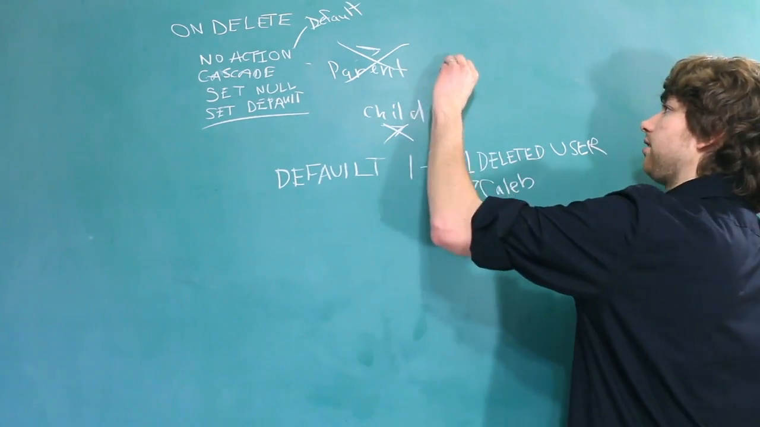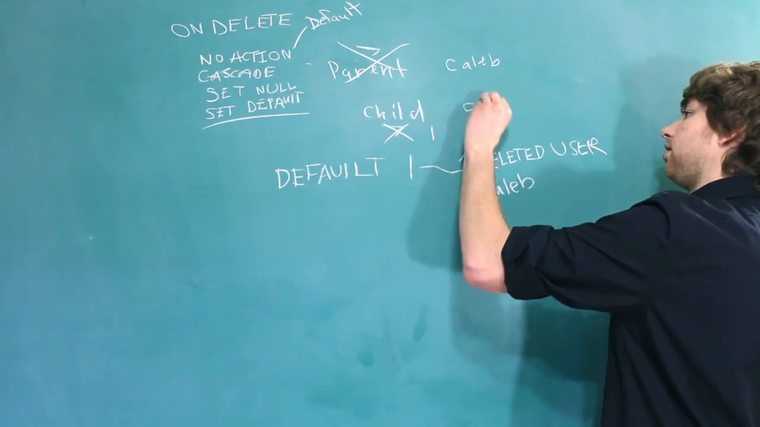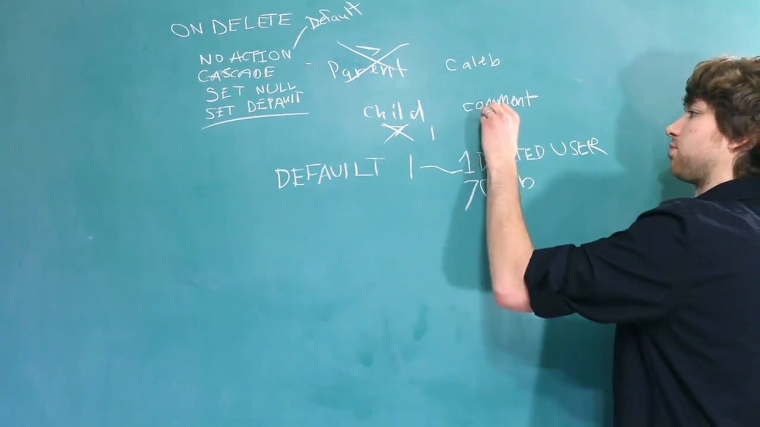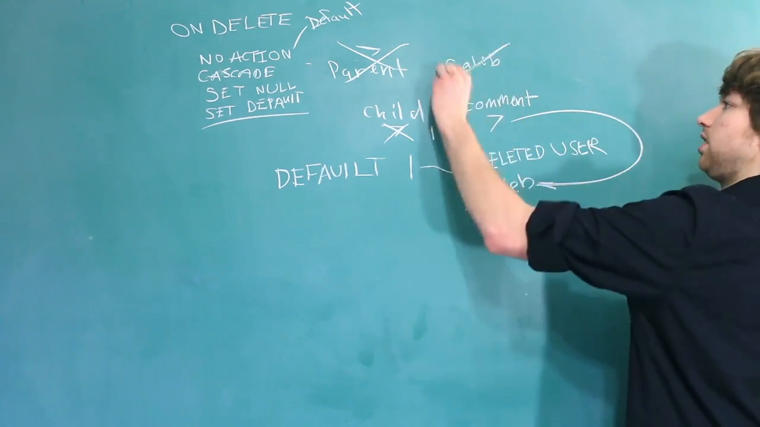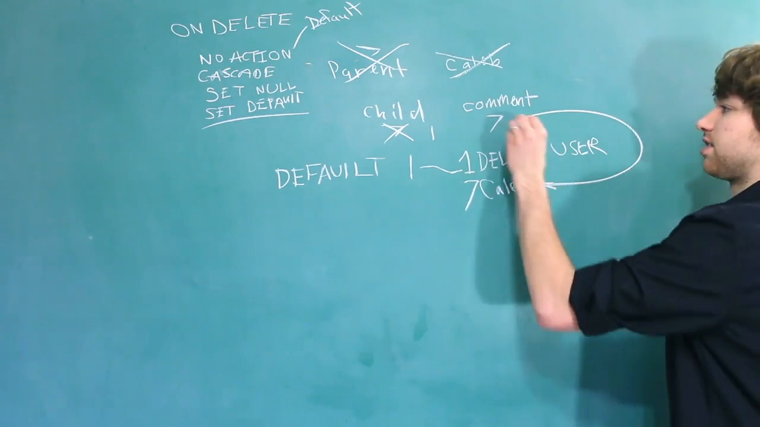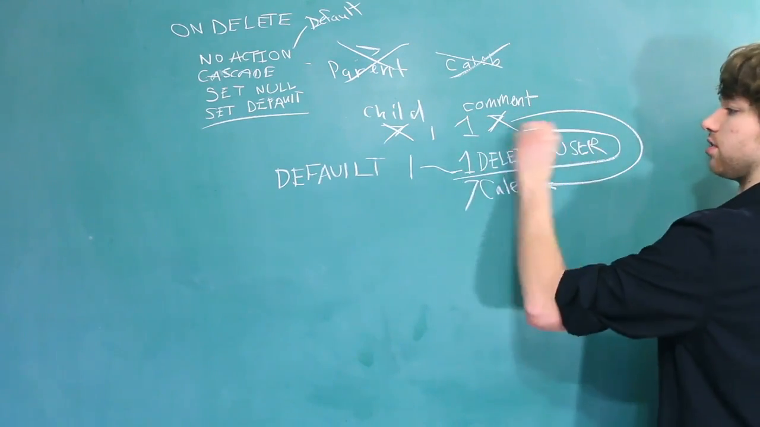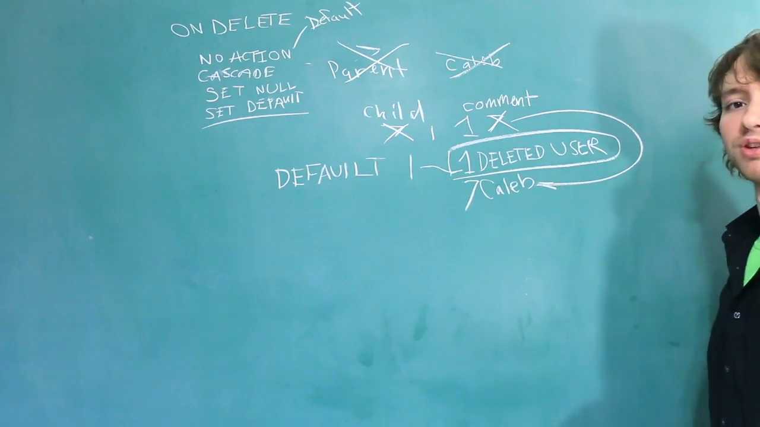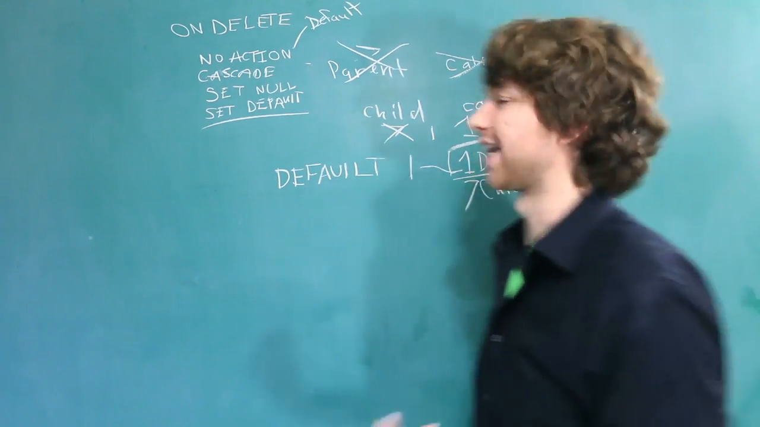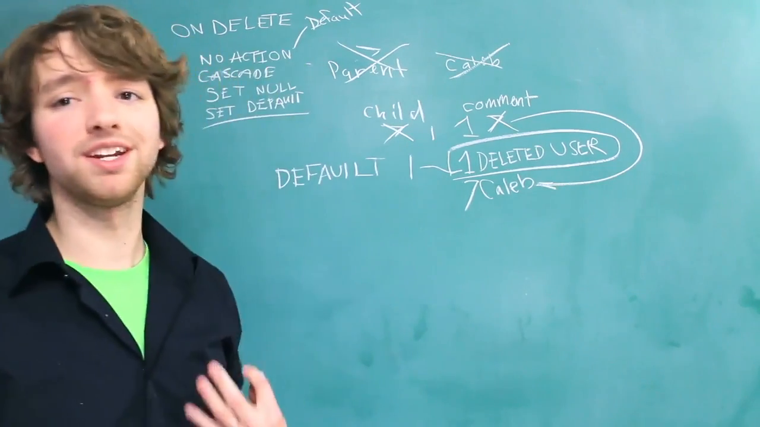Now the parent exists, his name's Caleb, the child is his comment, and this comment was posted by the person with the ID of 7, which points back to Caleb. But then once we delete the parent, the 7 is defaulted to 1, which points to deleted user. That's kind of a way you could use the set default. I'm sure there's a much more professional and technical explanation of how you could use set default, but that's all my little brain could come up with.